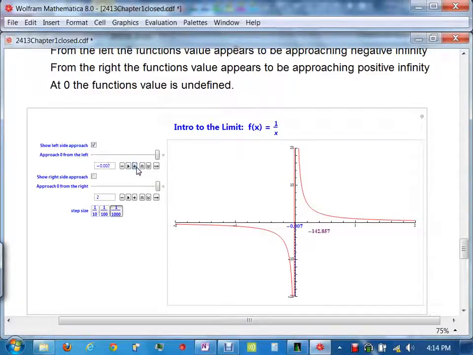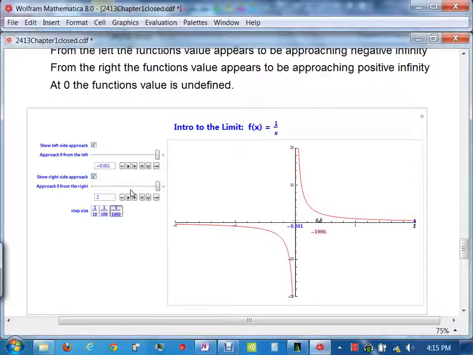Look at that. I'm at -125, -142, -1000. Could I get closer than 0.001? I go to 0.0001, or 0.00001, or I could have a million zeros and then a 1. So I can keep getting closer, and that number's going to get bigger. So that's headed to negative infinity.